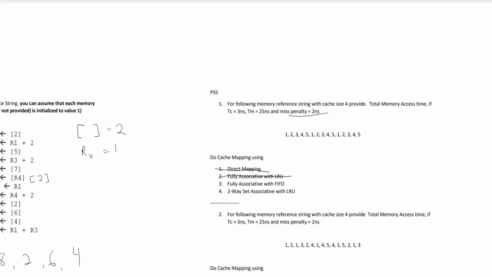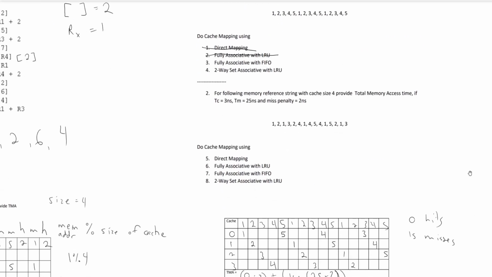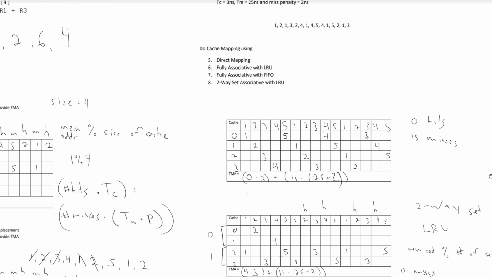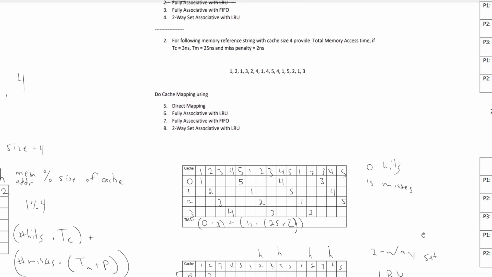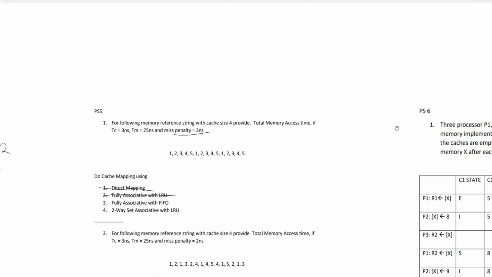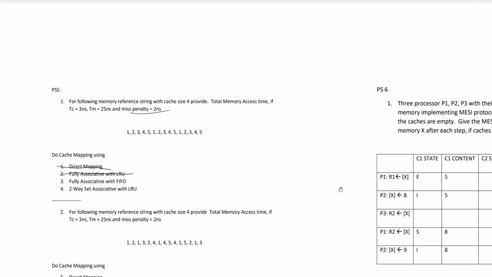Tara said, oh, I see, if it's an odd number, it goes into set 1 and even numbers go to set 0. Yeah, for 2-way, or sorry, if the number of sets is 2, then that would work. But if your cache size was like 6 and it was 2-way set associative, then it's mod 3. So it would work if the number of sets you have is 2, and that's the easy way to do it.